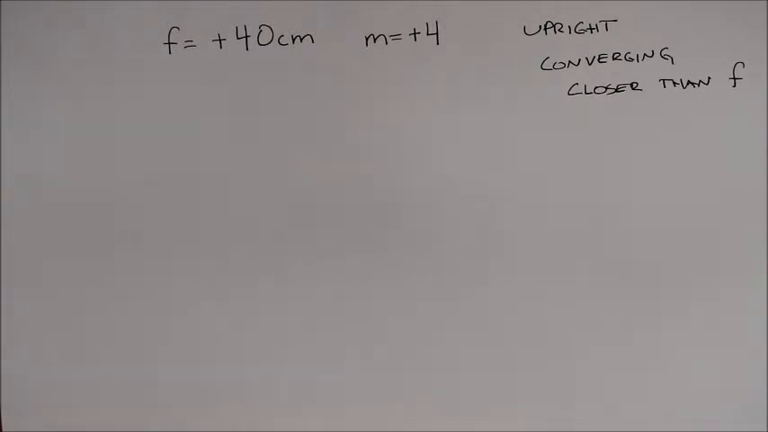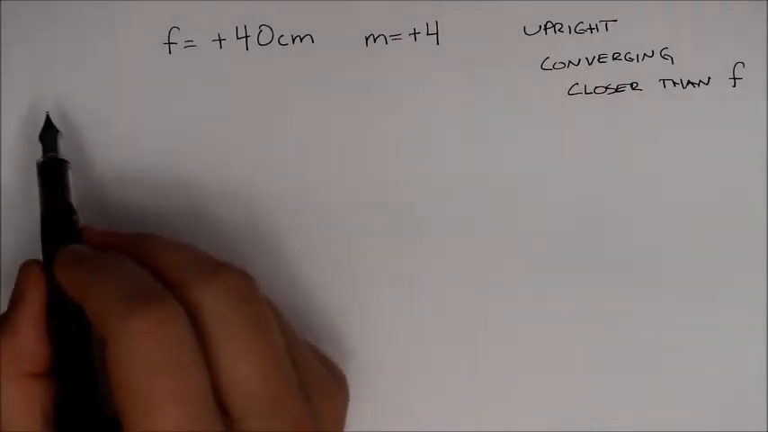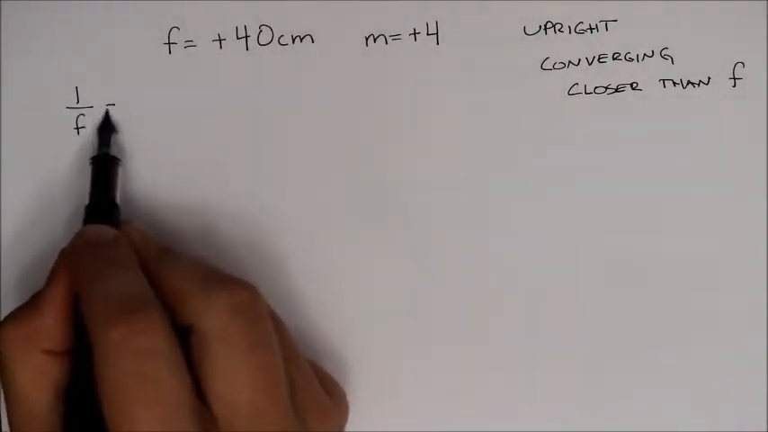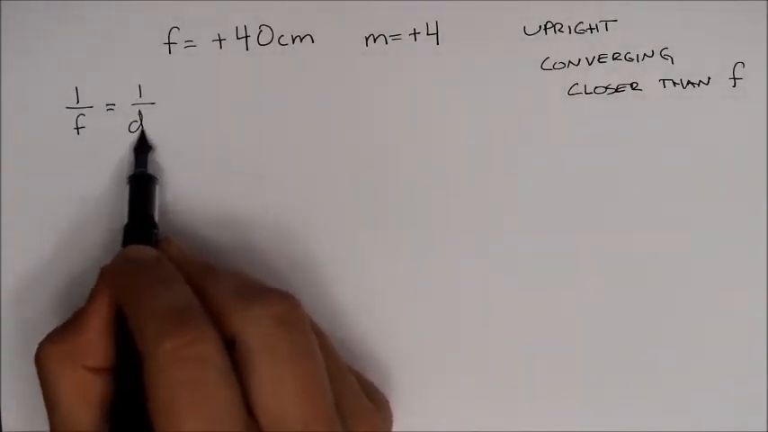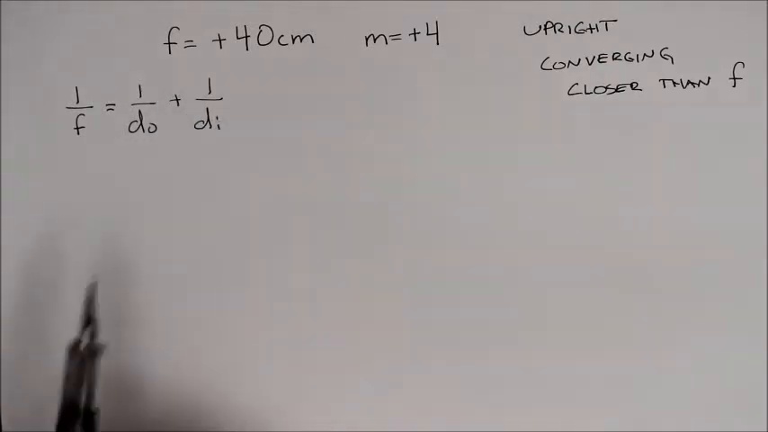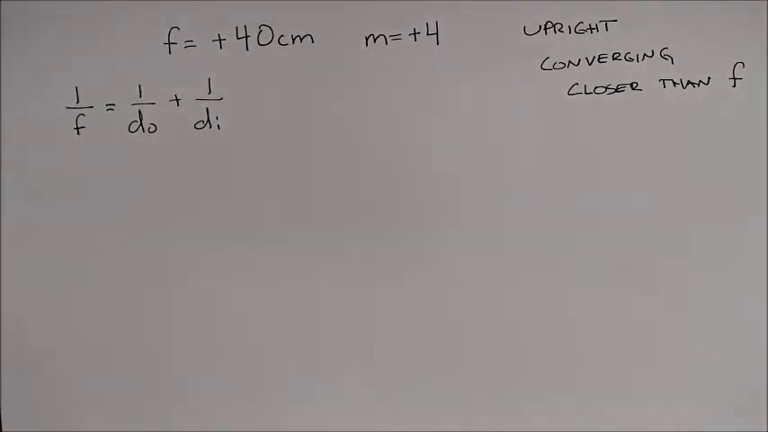So let's see what we can do here, what equations we have to work with. Well, I know the focal length, and I want to know something about where to put DO. So right away I should think about my thin lens equation, my 1/f = 1/DO + 1/DI equation. Now in this case, I know the focal length, but I know neither DO nor DI. Okay, let's see what else we have to work with.